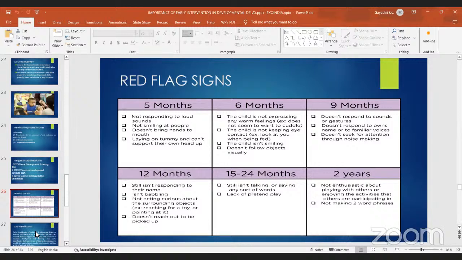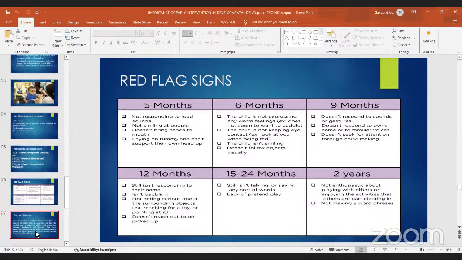Next is the 15 to 24 months. The baby isn't talking properly. The baby is not saying any small words. The baby is not interested to mingle with the peer groups. We want to check for this. By the 2 years, the baby is not able to make any two-word phrases. The baby is not mingling with the peer group.